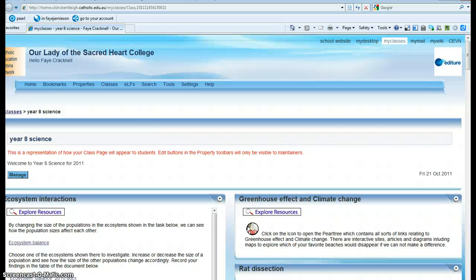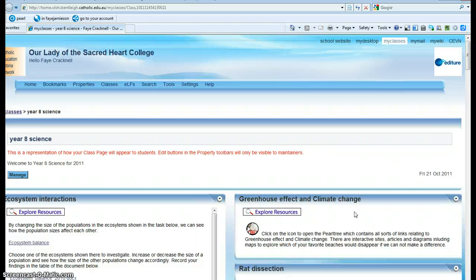For today's task, we're going to be using a whole range of resources. We're going to use your Year 8 Science My Classes, so you'll need to log on and go there. And we're going to be in this area here, the greenhouse effect and climate change. So we're going to do a little bit of revision about the carbon cycle and the nitrogen cycle. And then we're going to go on and see the impact of those cycles on planet Earth and humans and the plants and animals that exist on planet Earth.